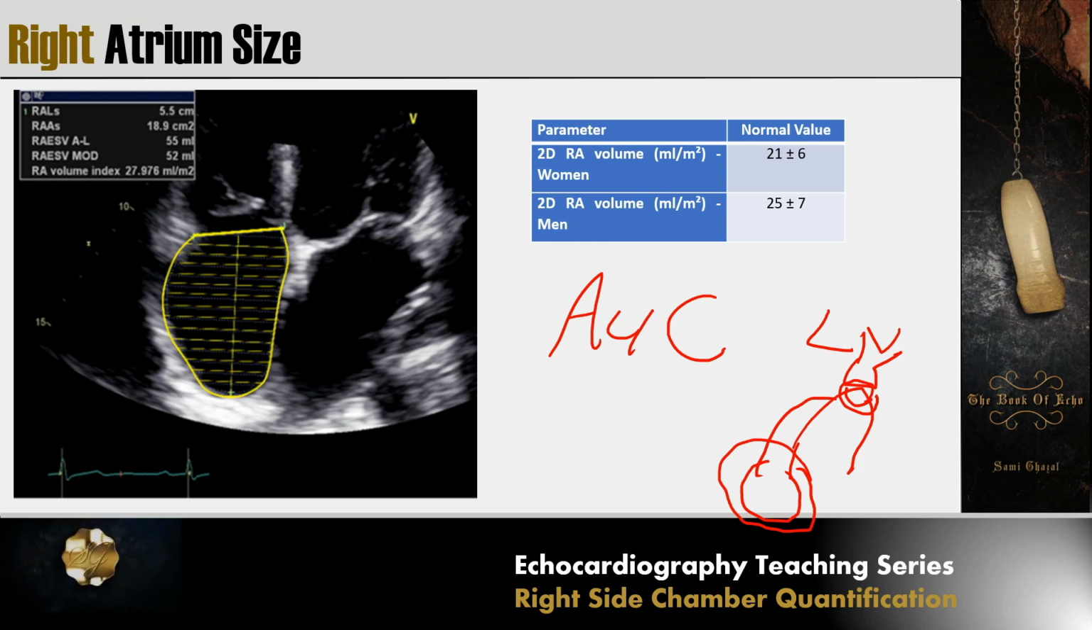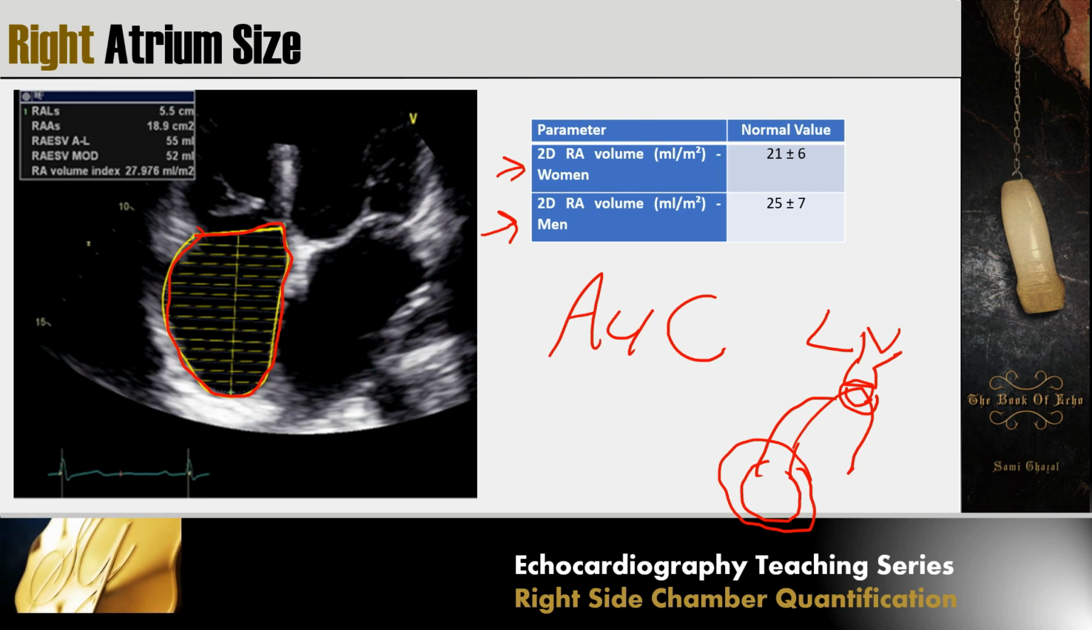Then we measure it only by volume. We trace it from the tricuspid annulus, and then we measure it using Simpson, and we only measure one plane utilizing this method. We have different parameters for women and men, unlike the LA size where it's unified between men and women, but in RA size we have different normal values.